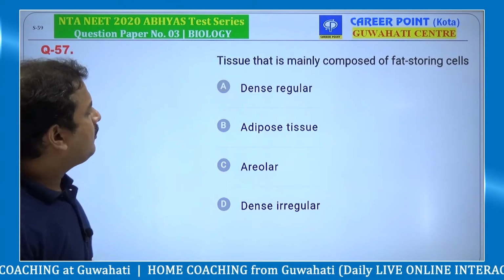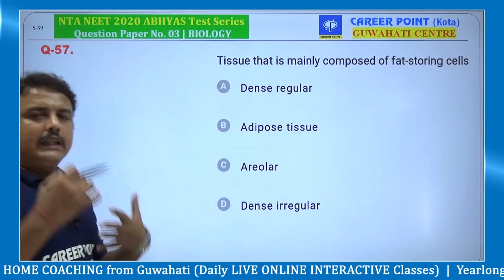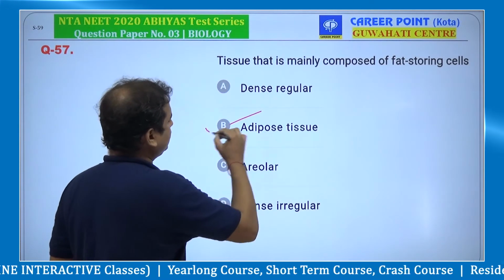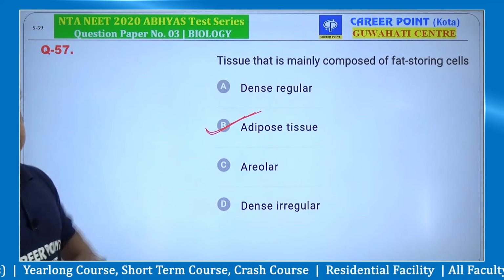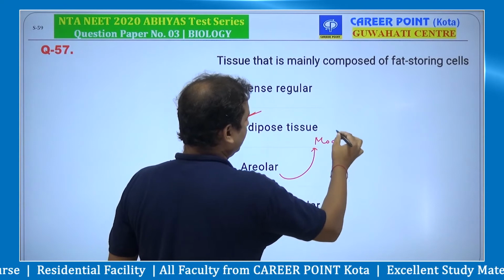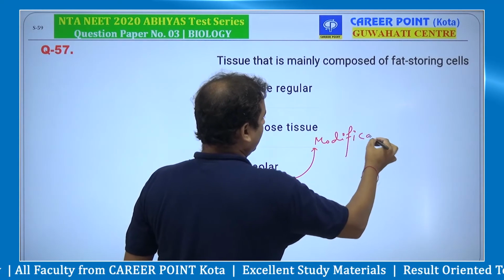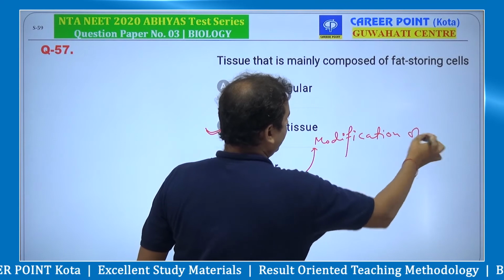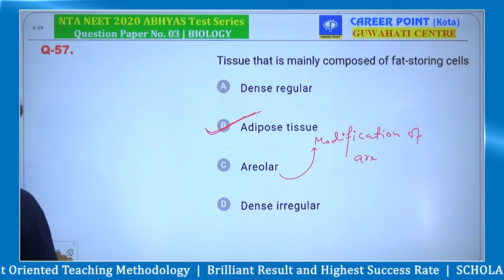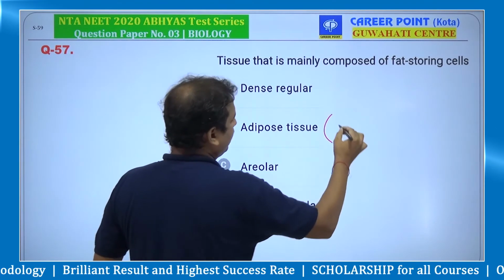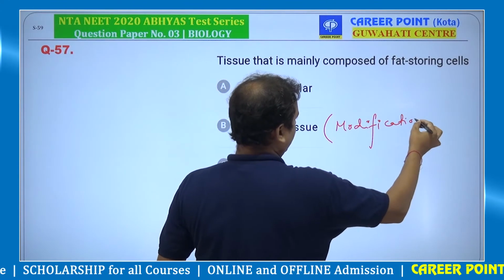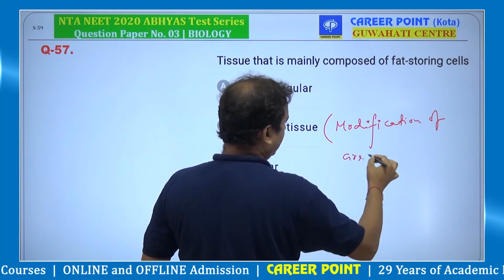Tissue that is mainly composed of fat storing cells. So that animal tissue which stores fats is adipose tissue. Adipose tissue stores fats. And this adipose tissue is nothing but a modification of areolar tissue. So this is the modification of areolar tissue.